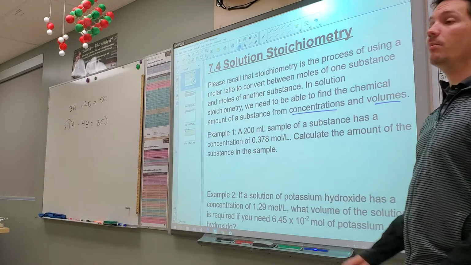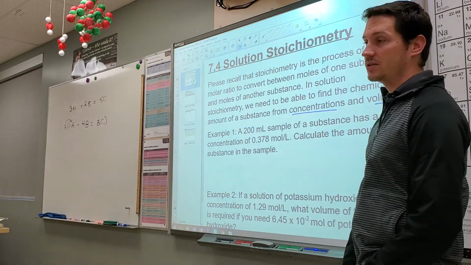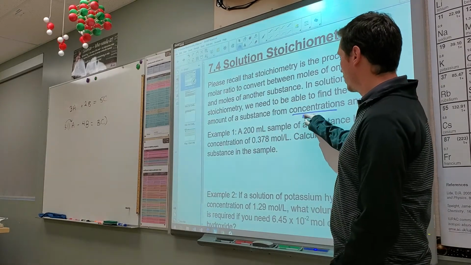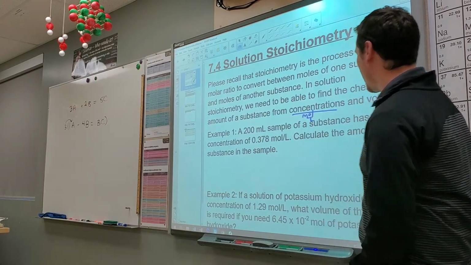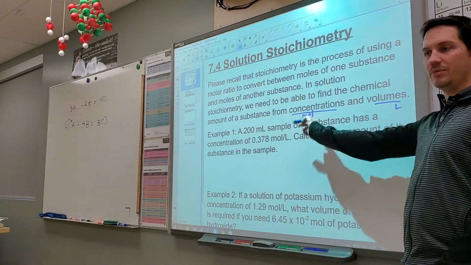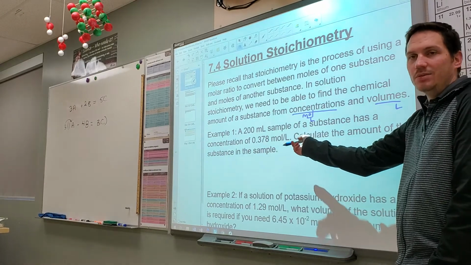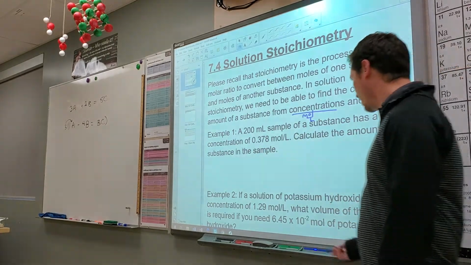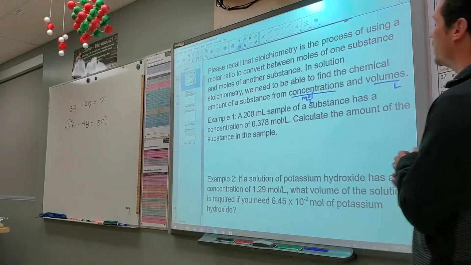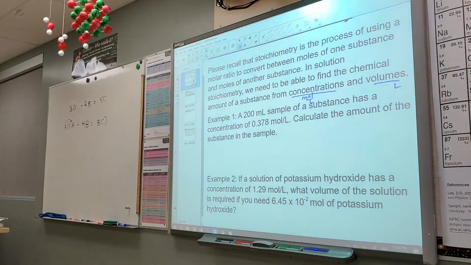Usually, what are molar concentrations or amount concentrations measured in? What are the units for amount concentration? Moles per liter. And what are volumes typically measured in? Liters. So hopefully this is going to be fairly straightforward. That's going to lead us to be able to get moles. Okay, no problem. Example number 1. A 200 milliliter sample of a substance has a concentration of 0.378 moles per liter. Calculate the amount of a substance in the sample.